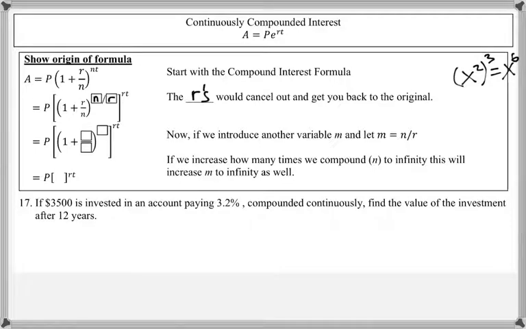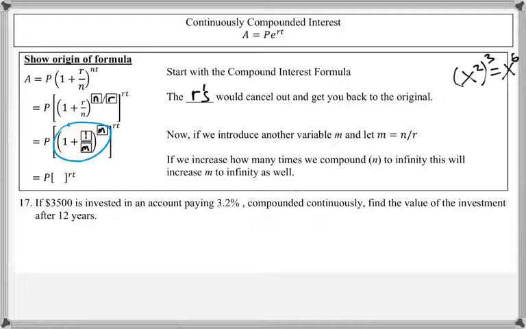Okay, so I want to introduce another variable, m, and I'm going to let m equal n over r. So that exponent now becomes m, and this is r over n, which is the reciprocal. So this will be 1 over m. Now, if we increase how many times we compound n to infinity, again because this is compounding every instant, then this will increase m to infinity as well. So because of that, this entire inside, that is the definition of E.